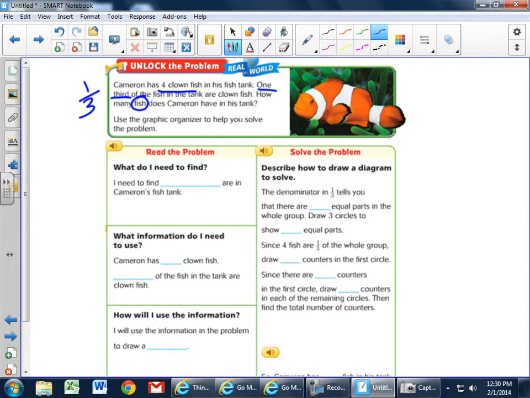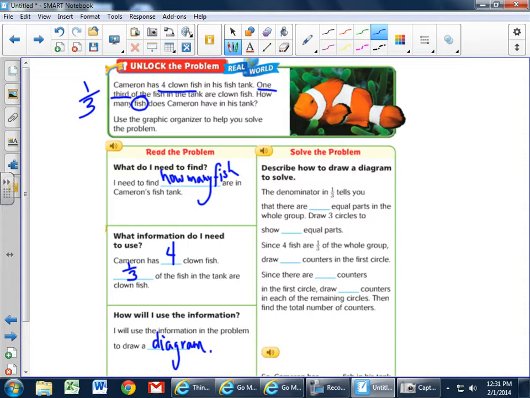Read the problem. What do I need to find? I need to find blank are in Cameron's fish tank. So we need to find out how many fish. And you'll be able to write much nicer without a big fat marker like mine. What information do I need to use? I need to know that he has the 4 clownfish and that 1/3 of the fish in the tank are the clownfish. So I'll use the information in the problem to draw. Our essential question was draw a diagram.